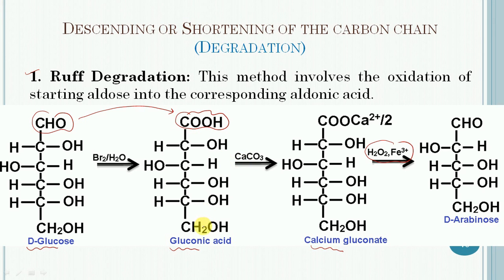Then this gluconic acid is treated with calcium carbonate, so that the calcium salt of this gluconic acid will get formed. The valency of the calcium is 2, so it will have 2 glucose molecules, so it is divided by 2. So this calcium gluconate will get formed, and finally this calcium salt is treated with Fenton reagent, and it can undergo decarboxylation by the removal of carbon dioxide, and finally it will get converted into D-arabinose, which will have 1 carbon atom less in comparison to the D-glucose. So it is the Ruff degradation.